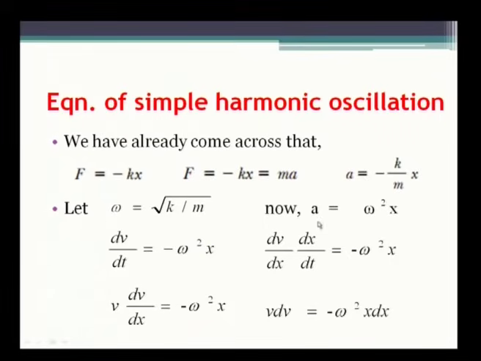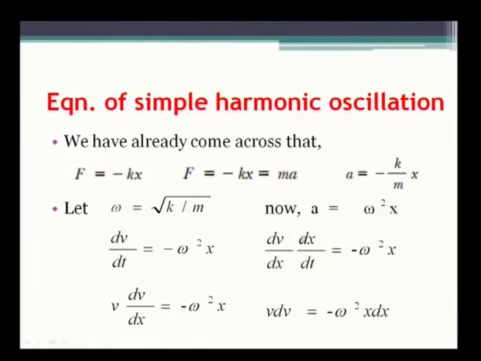So, now this equation is modified as a is equal to minus omega square x, and this acceleration is the rate of change of velocity. So, it is dv by dt, and our aim is to get an expression for velocity. That is why we introduce the term velocity here.